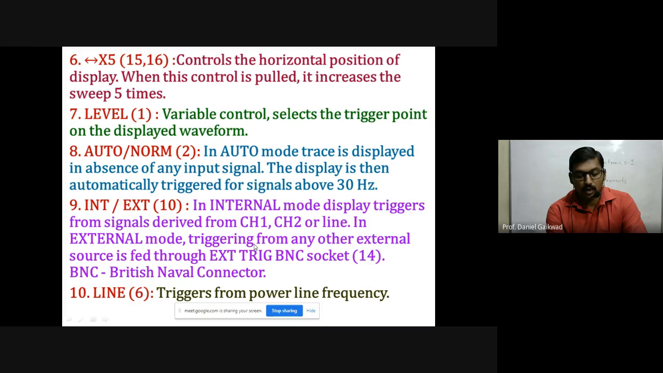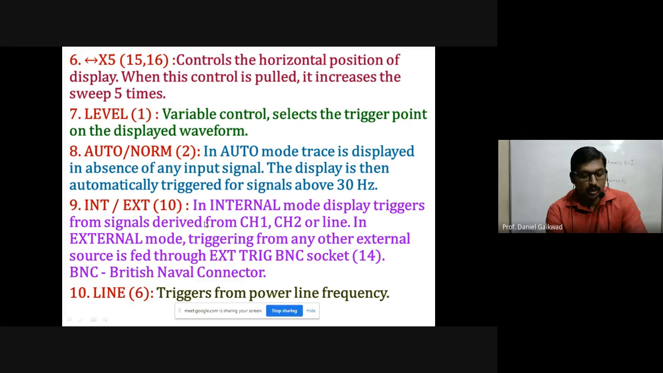So we have to give an external signal, or triggering can be done with the help of another source, and that other source is fed to BNC socket number 14, BNC, British Naval Connector. So this is the name of the socket or the particular connector. When we have the external mode, then externally we have to trigger that particular beam in horizontal direction, and then there is overlapping of the internal signal and the external trigger mode.